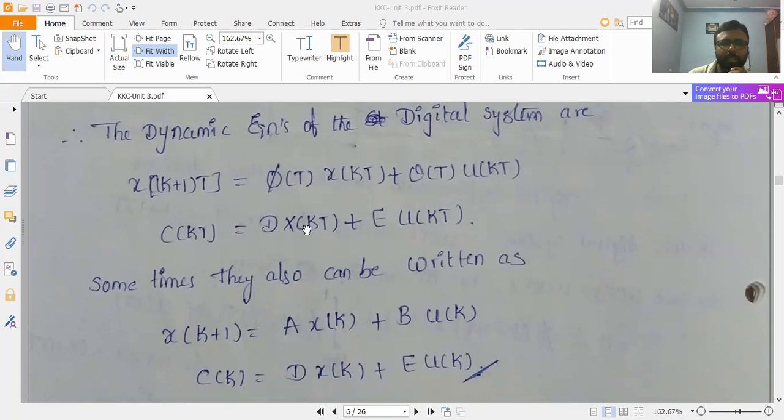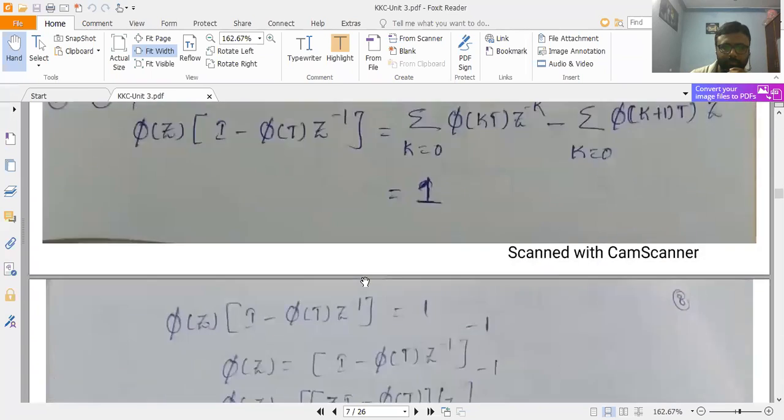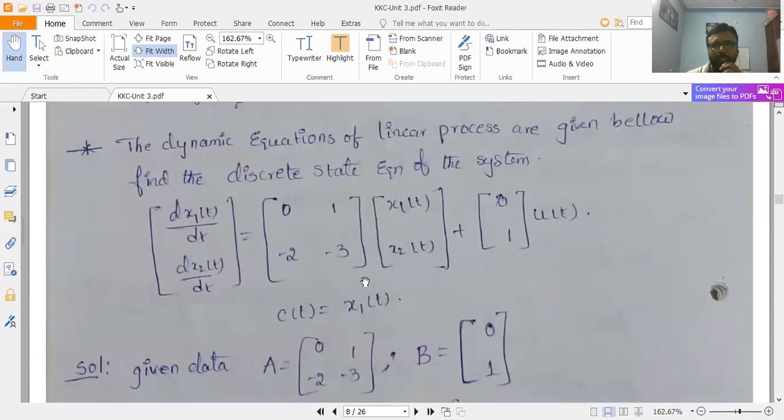Okay. So based upon this condition, we are going to solve some of the problems in this class. So try to solve the problems for today. This is the statement of the problem. Have a look into it.